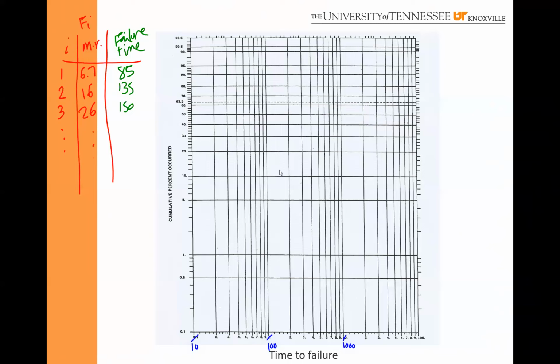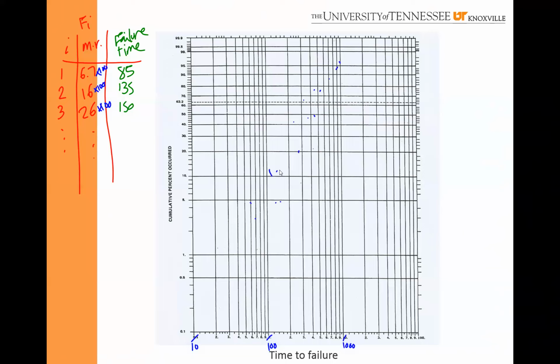All right, so these are the numbers that you have to come up with. You need to plot 85 against, times 100, so 85, which is almost here, against 67. You're going to get a bunch of numbers somewhere.